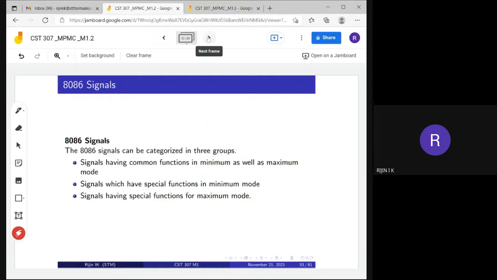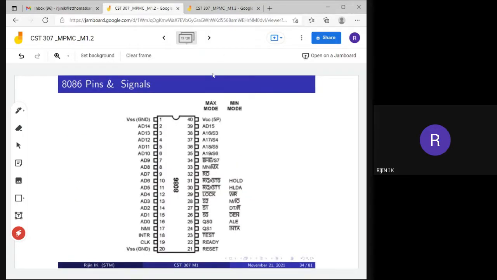So in 8086, how many pins are there? Anybody? Liana, how many pins are there in 8086? Liana Mariam. How many pins in 8086? How are they arranged?